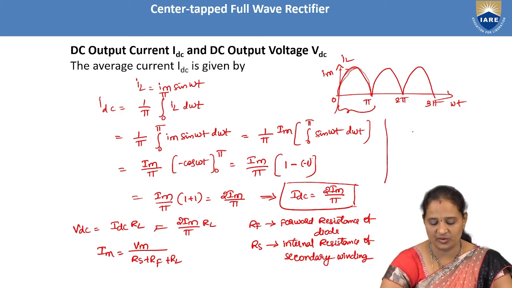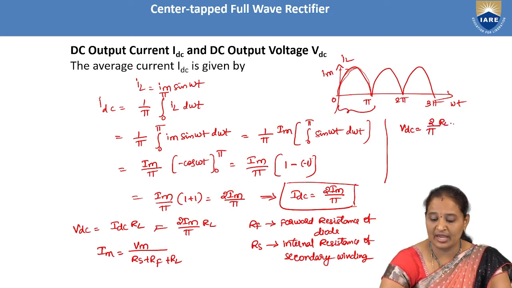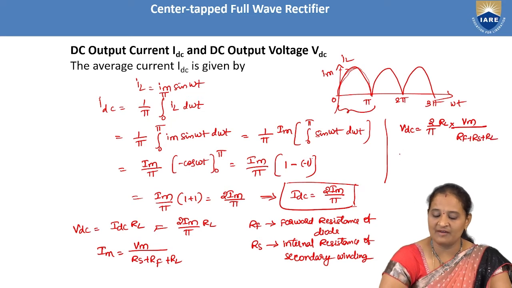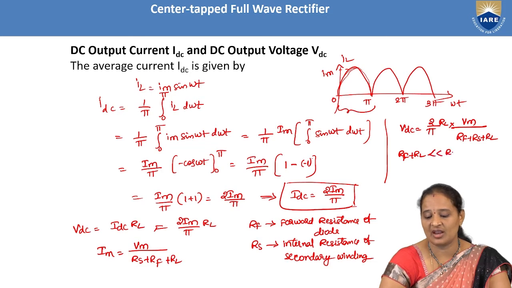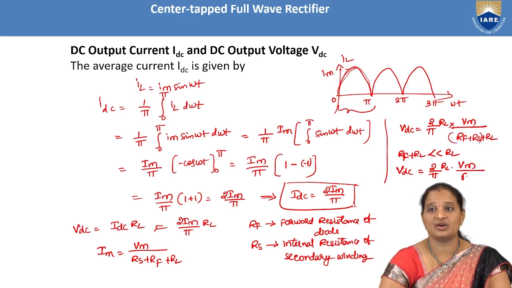Now I am just going to substitute this in the equation, that is VDC equals 2 by pi into RL into, in place of Im, I am substituting Vm by Rf plus Rs plus RL. If I consider Rf plus Rs is very much less than RL, then I can neglect this. Then I will get VDC as 2 by pi into RL into Vm by, if I neglect Rs plus Rf, then I get only RL.